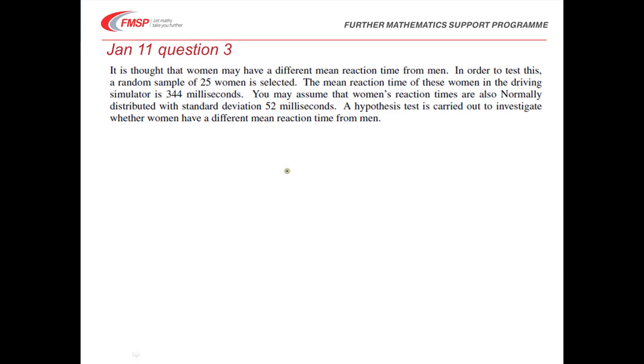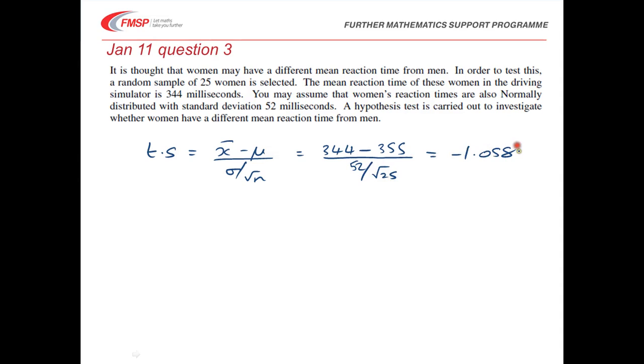Okay, so here we go. We're going to work out the test statistic. In this particular case, it's written in your formula booklet, but to test for the mean, this is what your test statistic is, and we have every value we need to work this out. We've got sample mean 344, our assumed mean 355, our sigma 52, and our sample size 25. If we calculate all of that, we're going to get minus 1.058. This is called your test statistic, and what I'm interested in is how big it is. I'm not really worried about its negativity.